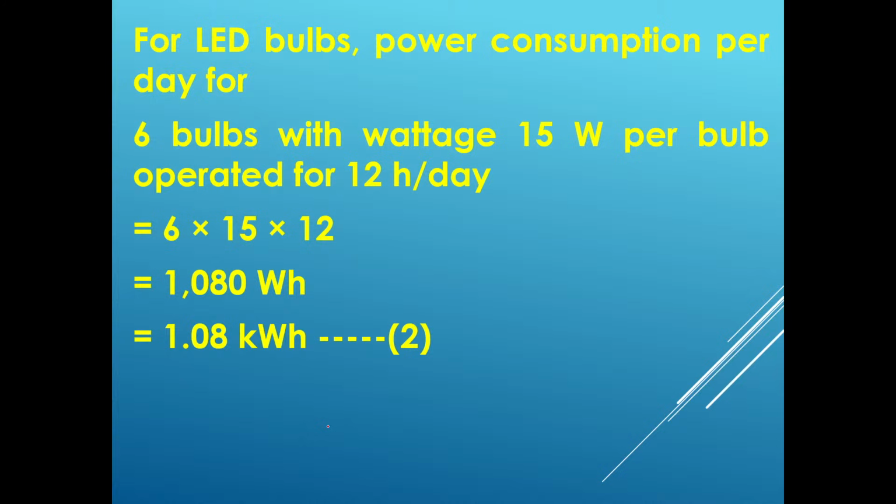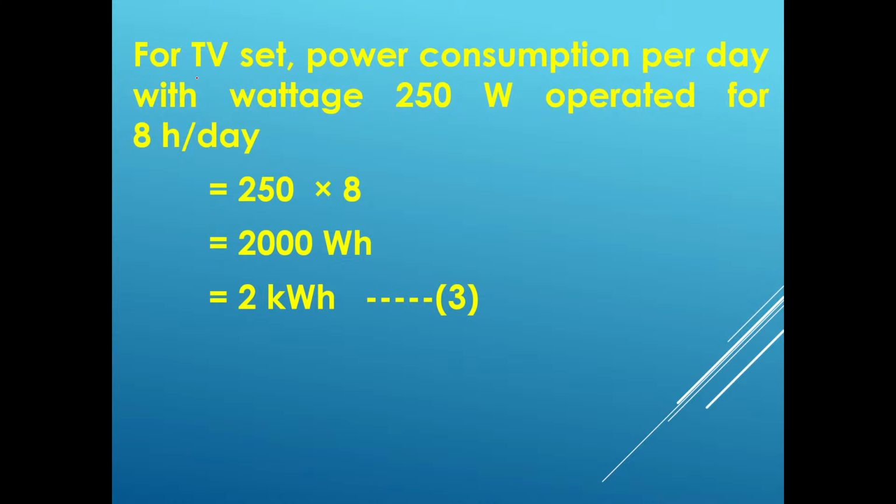Now let us go to the next one, that is the TV set. It's only one TV, so its wattage is 250 watts and it is operated for 8 hours per day. So one TV, so 1 into 250, I did not write the 1 here. 1 into 250 into 8. 250 is the wattage, 8 is the number of hours that it has been used. The TV is turned on for 8 hours per day.